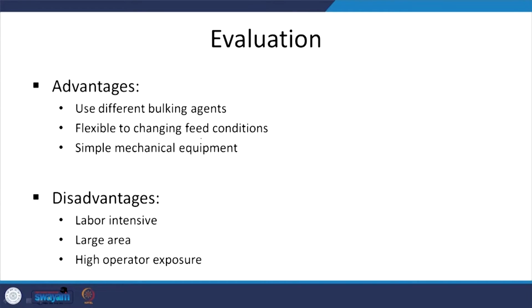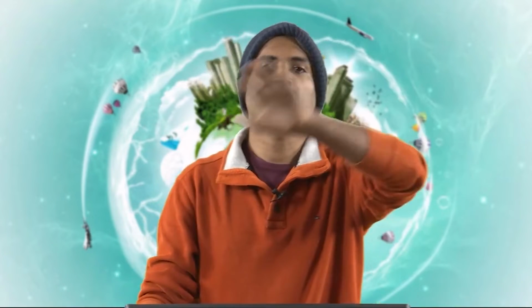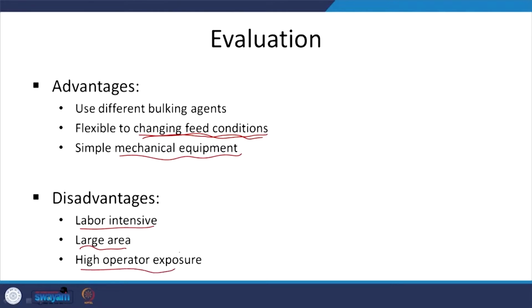So, we are going to look at flexible changing feed options, right. It is flexible to different kinds of feed conditions, it is relatively more robust, and as was seen earlier, it requires simple mechanical equipment. But disadvantages, obviously labor intensive, and as you can see it requires a lot of area. You can't have considerable height of the static pile. Why? Mixing is going to be affected. So, large area is going to be an issue and high operator exposure obviously.